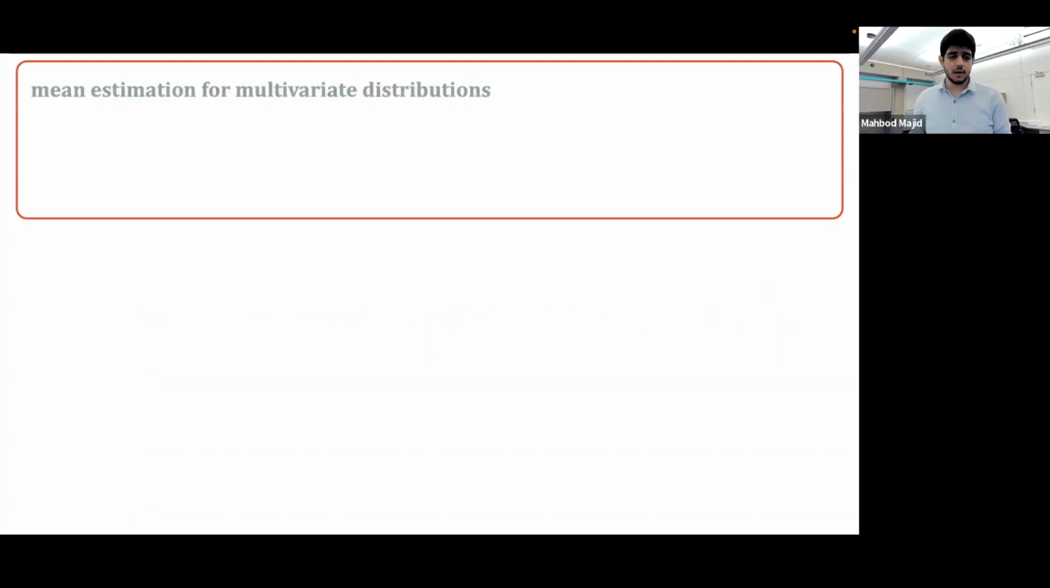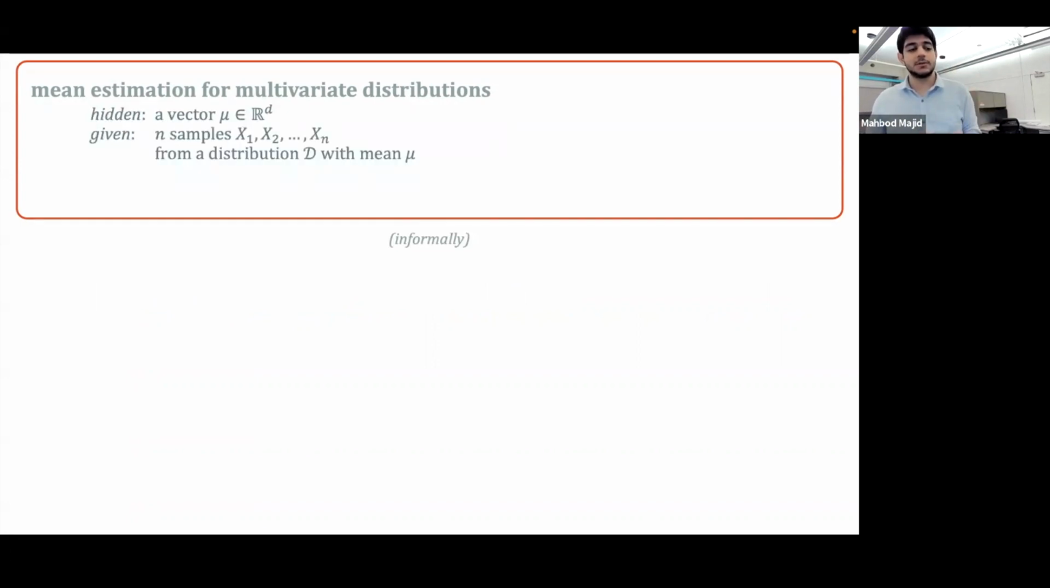So let's see what mean estimation is, basically, informally. You have some hidden vector mu in R^d, and you take n samples x1 to xn from a distribution D that has mean mu, and your goal is to find some vector that approximates that hidden vector mu, which is the mean.